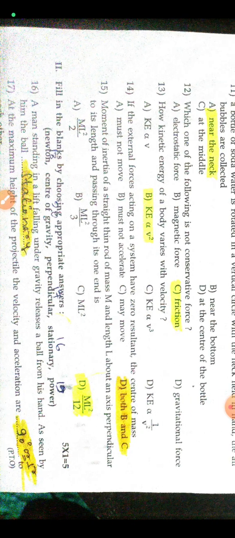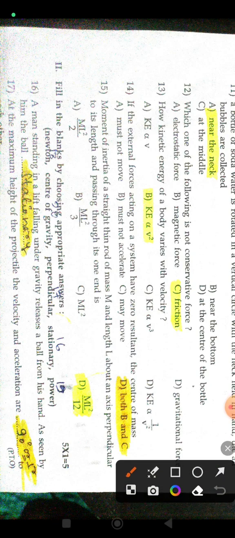Okay, now see, the 17th question. At the maximum height of the projectile, the velocity and acceleration are 90 degrees, or perpendicular, to each other. You remember? Actually, what happens at the maximum height of the projectile, the velocity and acceleration, what will happen?